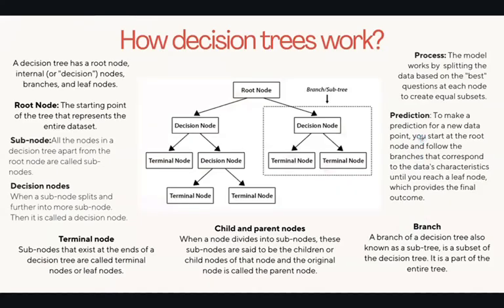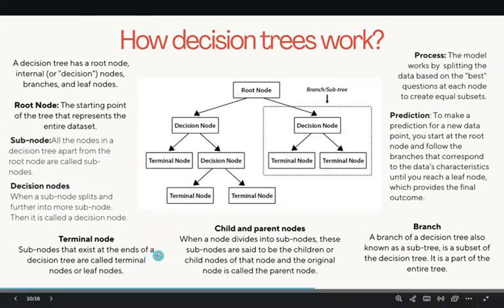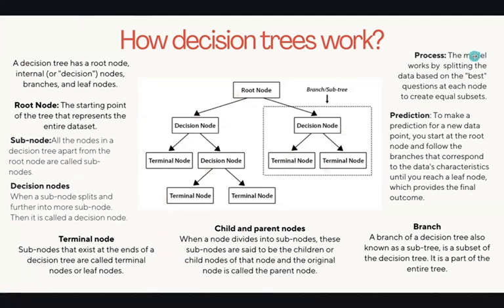How do decision trees work? Decision trees have a root node, it is this one, that represents the entire data. Then we have the subnodes, and these nodes have other subnodes. Then we have the decision nodes, whether it is terminal or non-terminal. Terminal nodes are the end of the decision tree, also called leaf nodes. Then we have child and parent nodes and subtrees. The process works by selecting the best questions to create each subsequent subset. This is just a little idea of how the structure of these decision trees works.